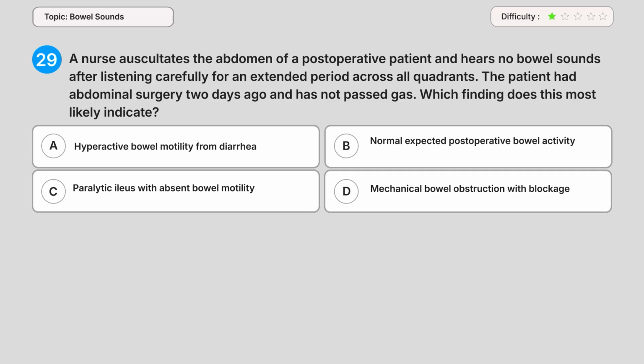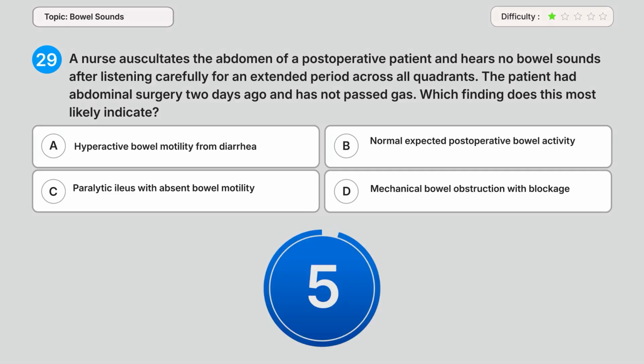A. Hyperactive bowel motility from diarrhea. B. Normal expected post-operative bowel activity. C. Paralytic ileus with absent bowel motility. D. Mechanical bowel obstruction with blockage. Can you guess the answer?